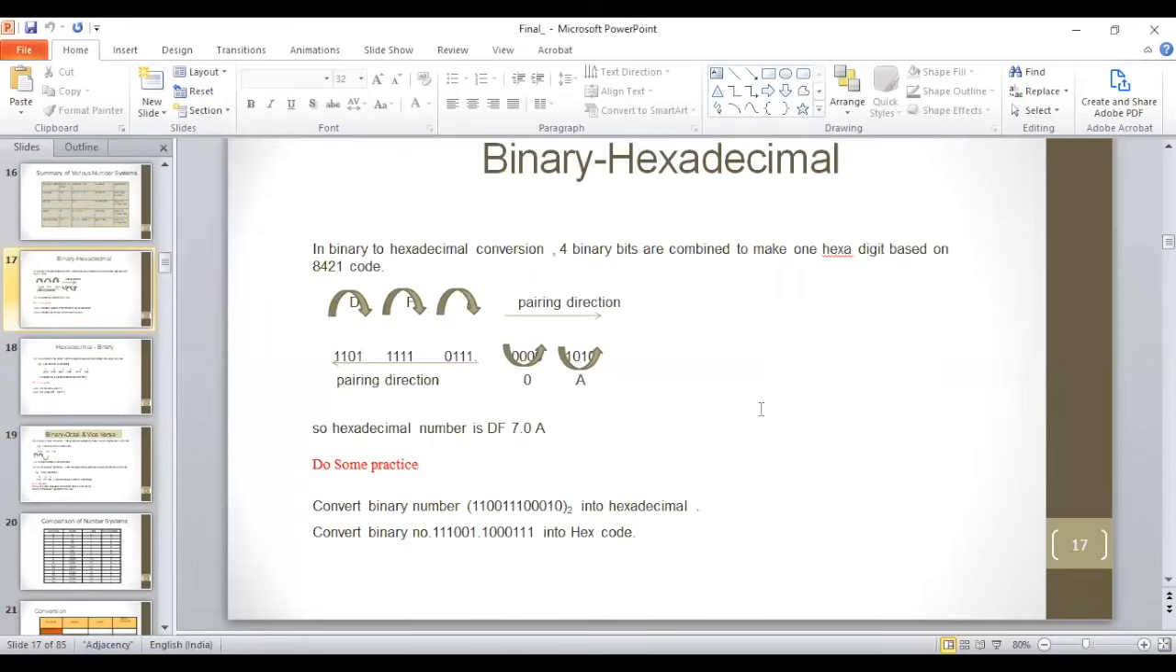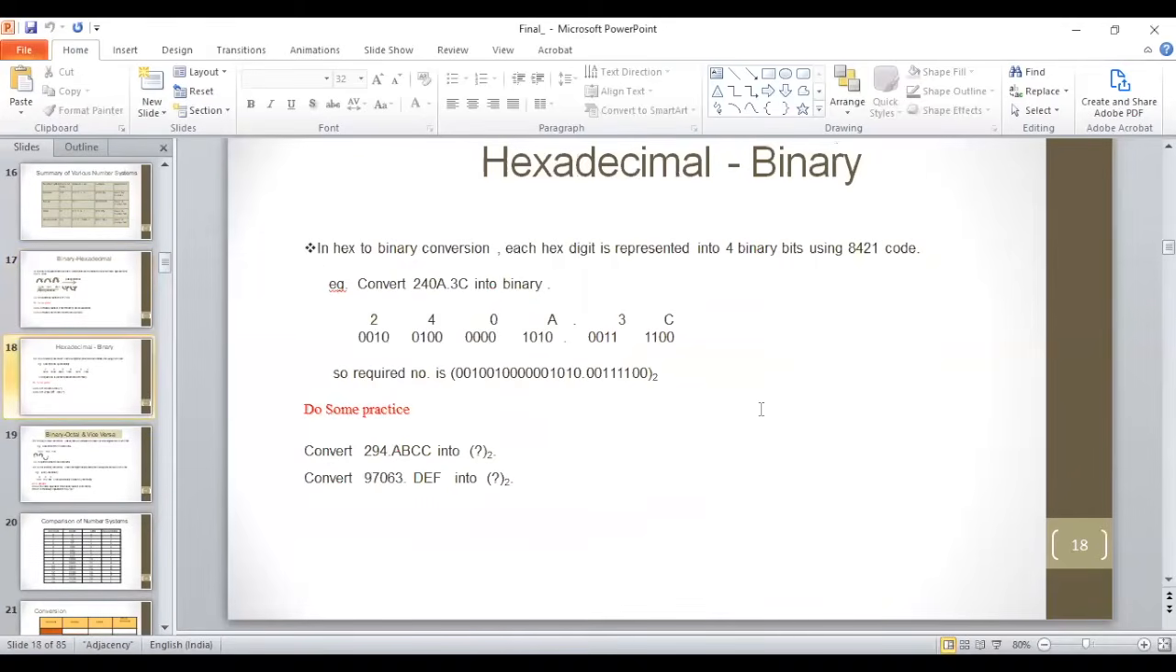Right. So this is the way that you have to convert into the one-pair interaction. This is hexadecimal to binary. You can keep this 240A.3C. I divide it into 0010, 0100, and I write in their values. A is nothing but 10 in hexadecimal. That you have to remember, right?